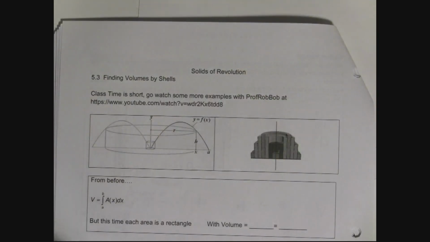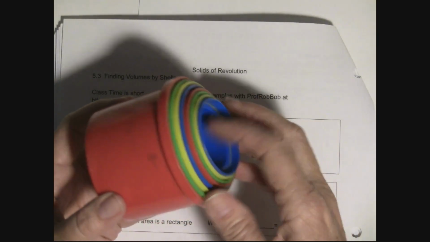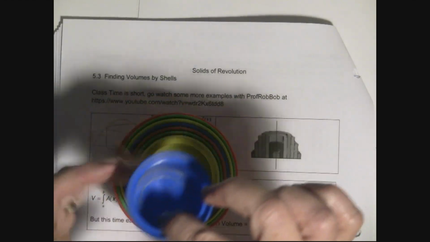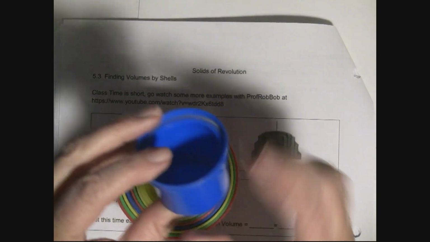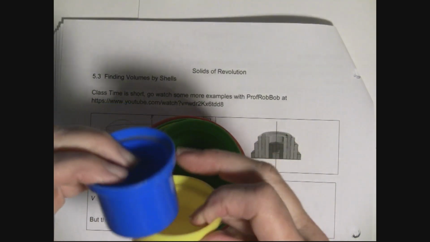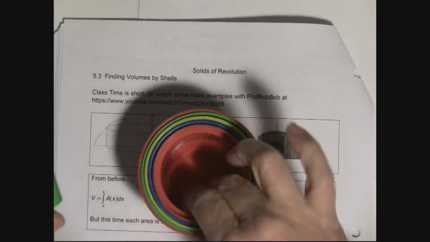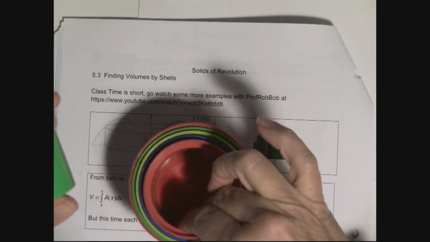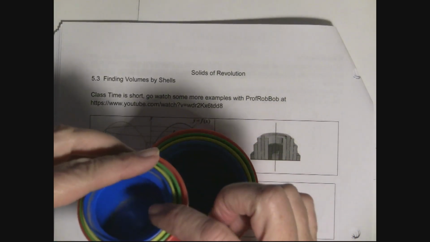People show these kinds of things to show shells, because if I was trying to find the volume of this thing, then I could find the volume of this, and then the volume of this, ignoring the bottom, and the volume of this, and then the volume of this. So I'm peeling this like an onion into pieces. And of course, I'm going to make these wafer thin.